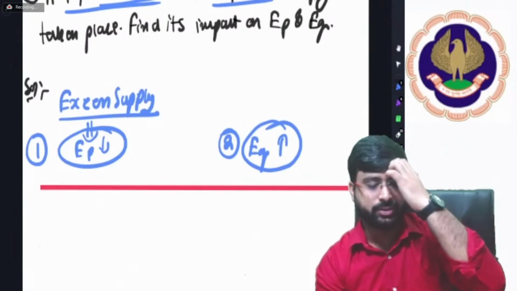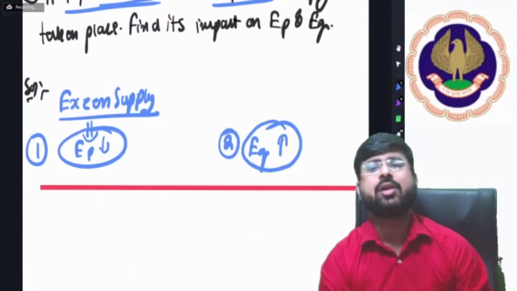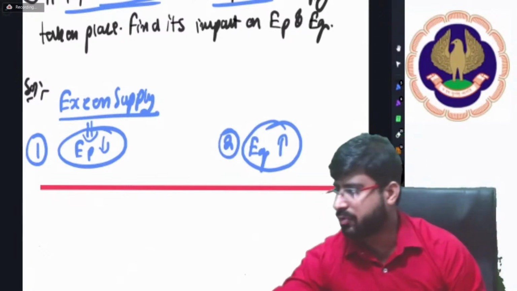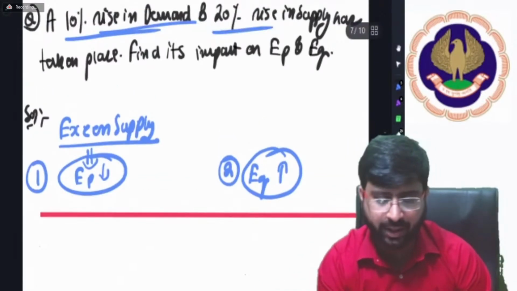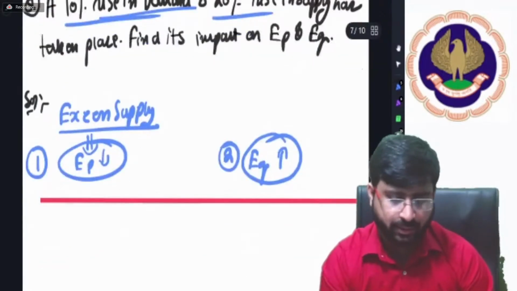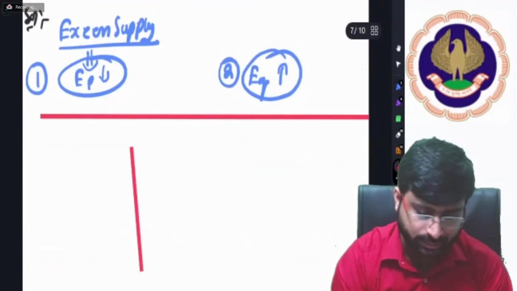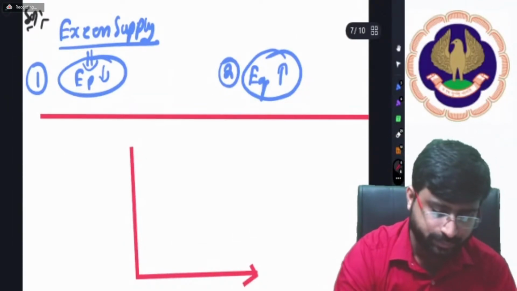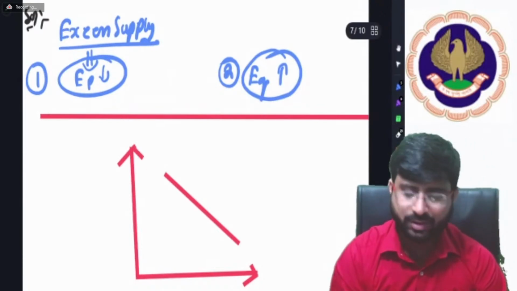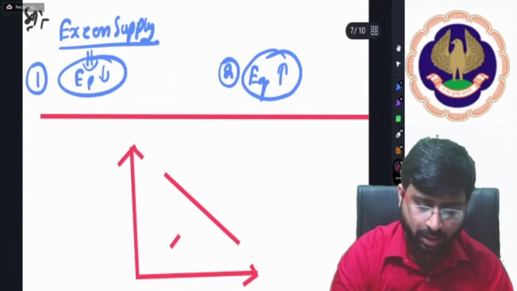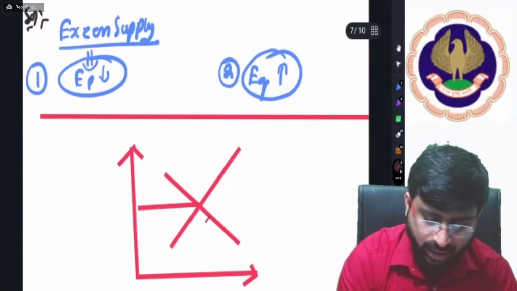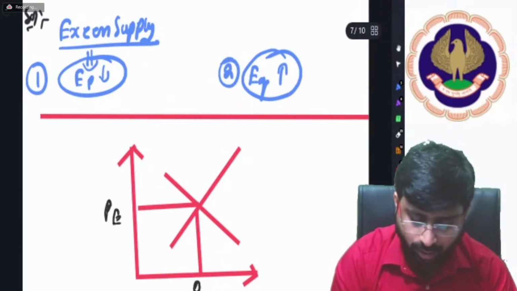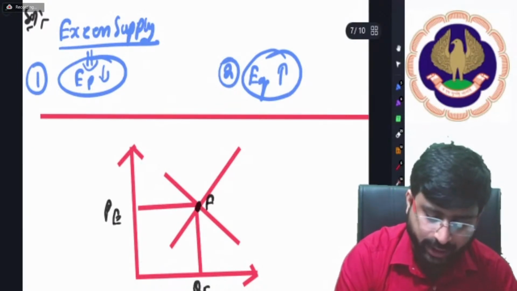Okay, sir, we have understood this. So, friends, if you have understood this, then I'll show it to you the diagram way, because most of you now want to know the diagram way. Here it is: the demand curve, the supply curve, and the intersection resulting in equilibrium price and equilibrium quantity. This is the equilibrium point as you call it.